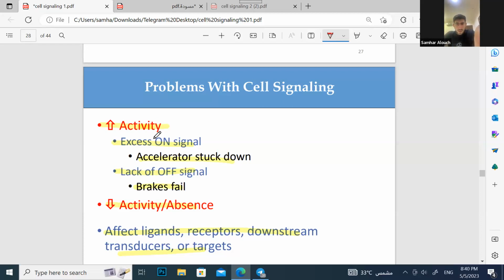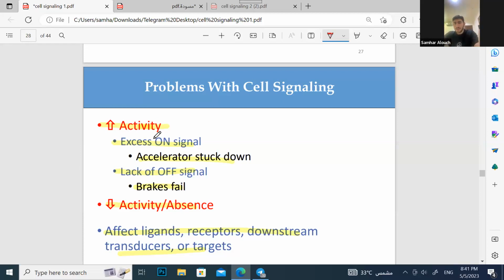Wait, we have a question here. IP3, DAG, and calcium are all second messengers. Yes, IP3, DAG, and calcium are all second messengers. Second messenger means that it moves all the way and activates another thing. So IP3 goes and activates the channels that cause calcium to be released. Calcium and DAG go together and activate PKC.